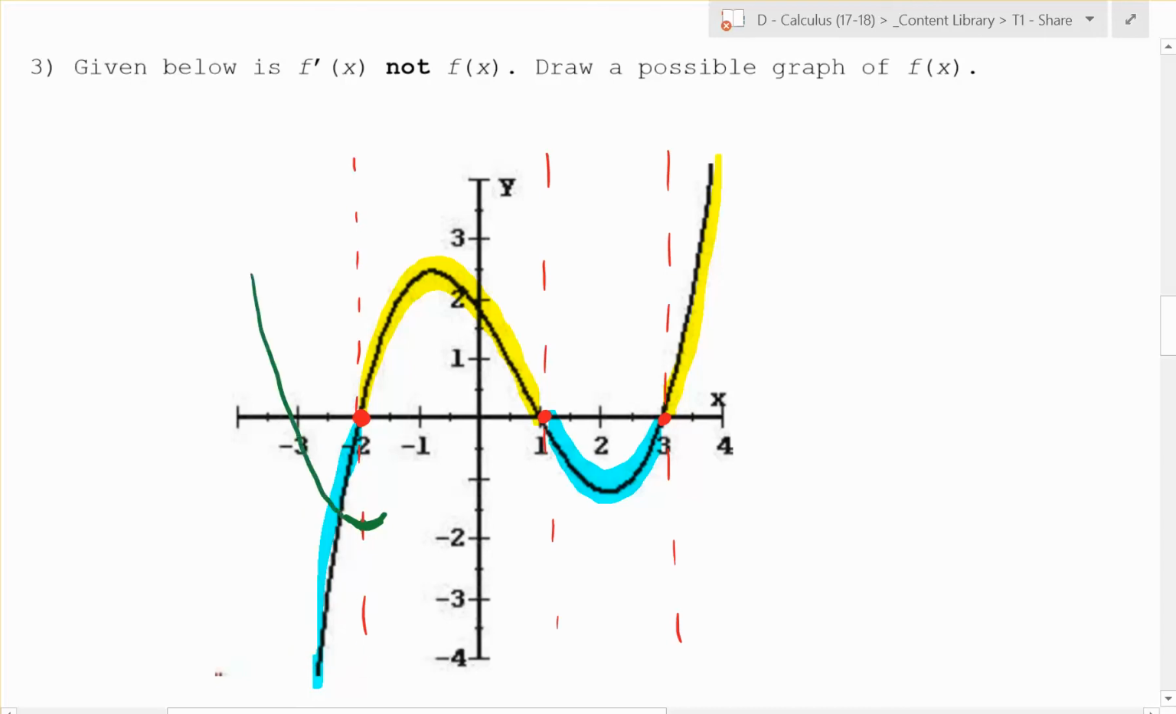So let's just make it falling. It doesn't say anything about concavity, but it's falling. And then where it's yellow, it has to be increasing. So let's make it increasing. But then when it hits this red line, the derivative has to be 0, meaning it's going to be a highest or a lowest point, and it makes sense to make it a highest point. And then it's going to be falling where it's blue, so let's make it falling.